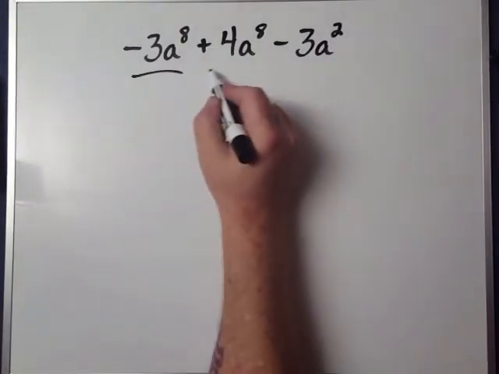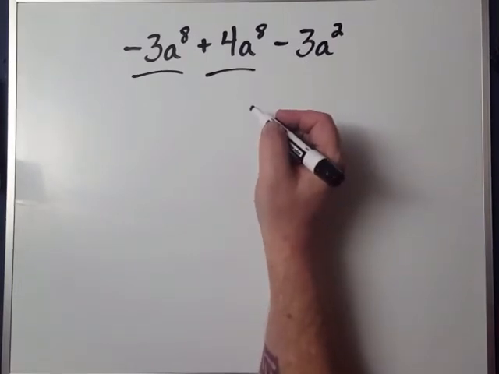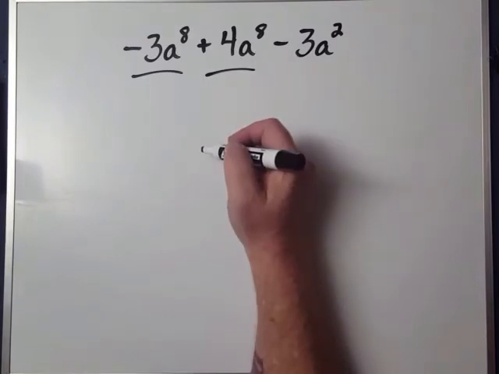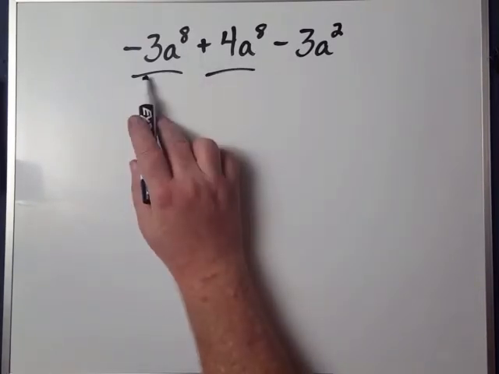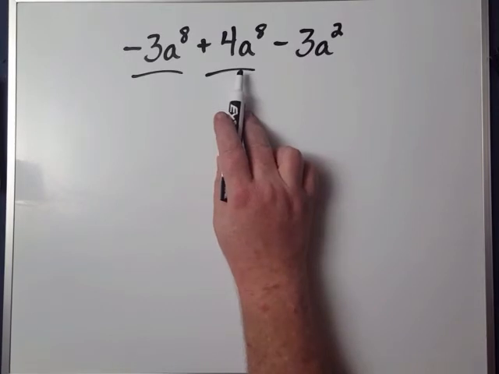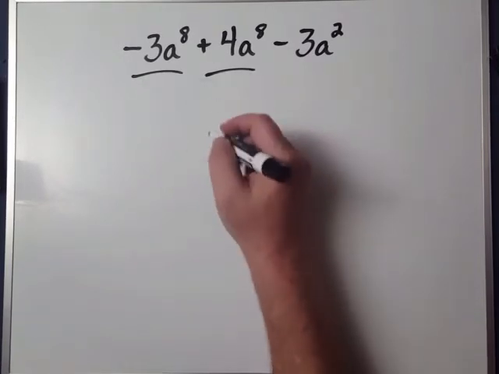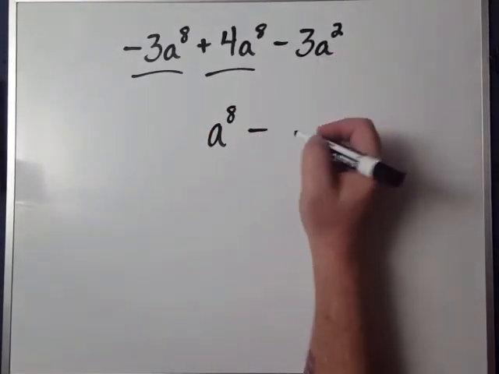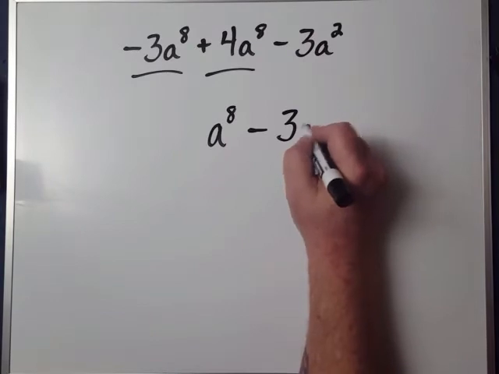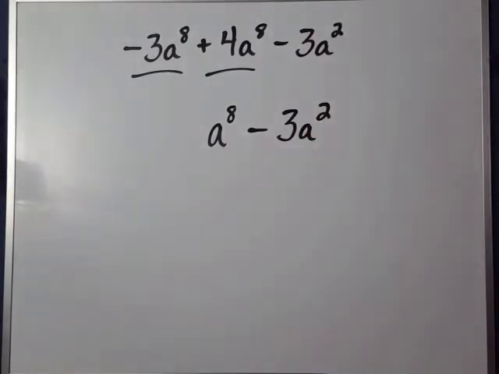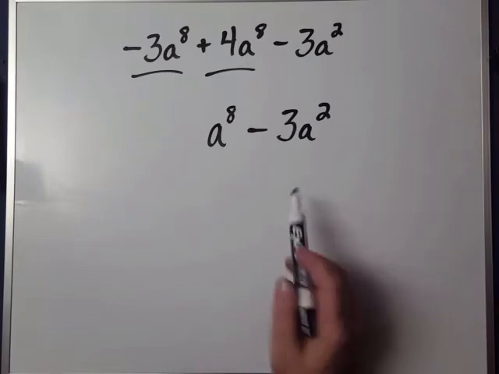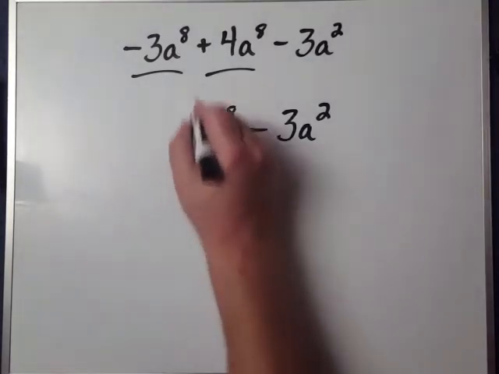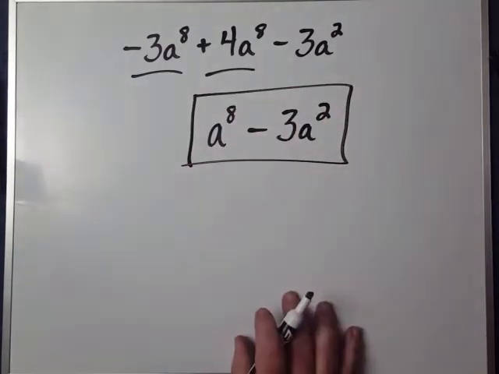We have a couple of like terms. Remember, like terms match exactly in their variable parts, including the powers on those variables. Minus 3 plus 4, same as saying 4 minus 3, is 1. 1a to the 8th. We don't write the 1. And this other term is all by himself, this minus 3a squared. We've combined like terms. Now make sure it's in descending powers. Do the powers get smaller as I go left to right? Yes, they do. And so that's what we're after right there.